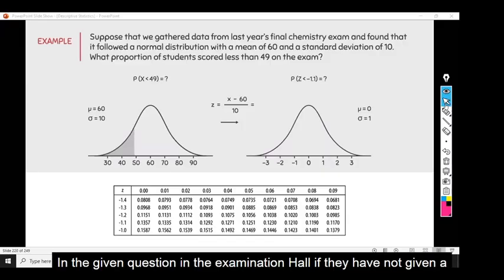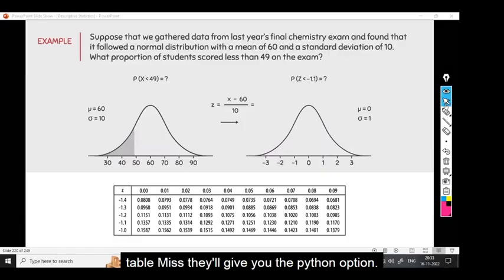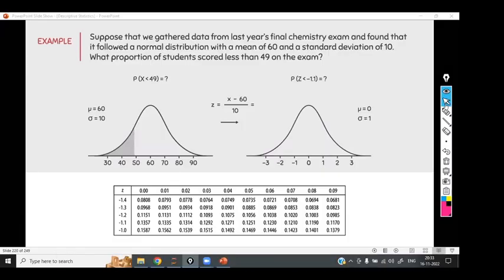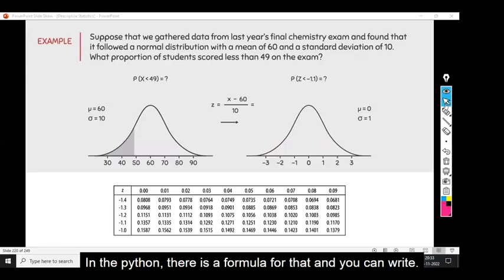In the examination hall, if they have not given the table, they will give the Python option. In Python, there is a formula for that, and you can write it.